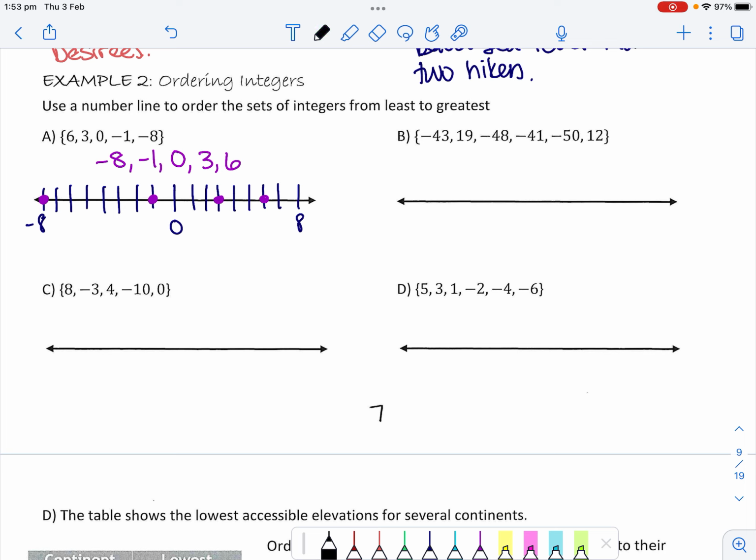Over here, I'm not going to make it as beautiful of a number line. So here is 0, and then I've got to go all the way to -50. So 10, 20, 30, 40, -50, and then I'm going to go out to 10, 20.